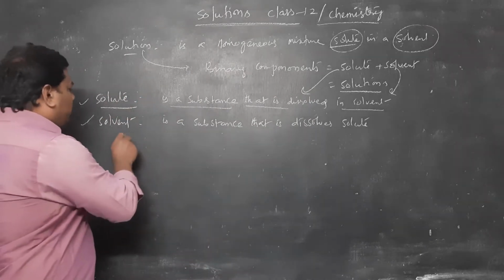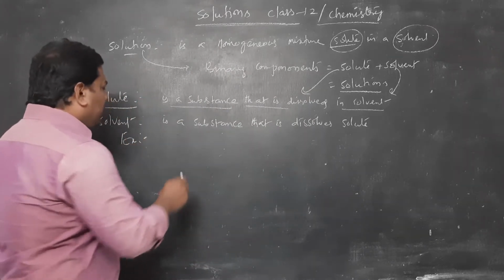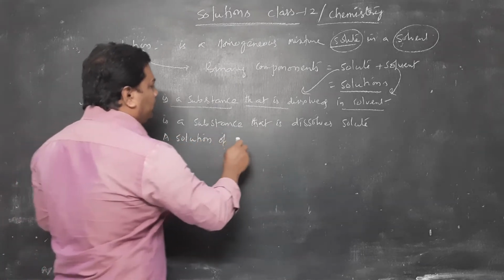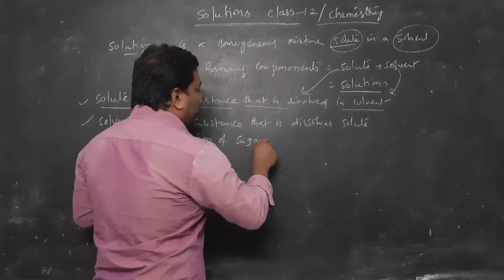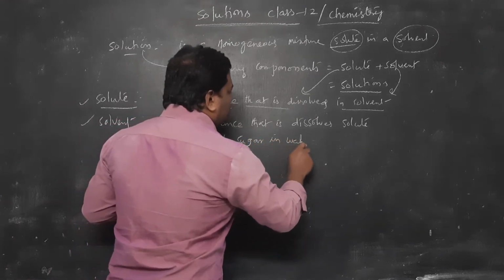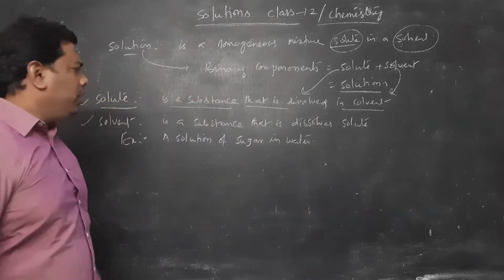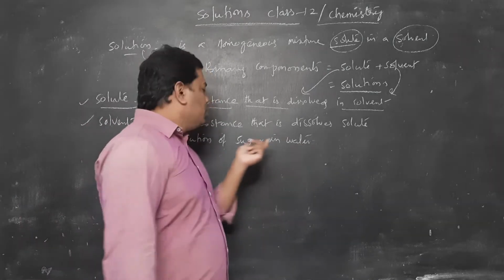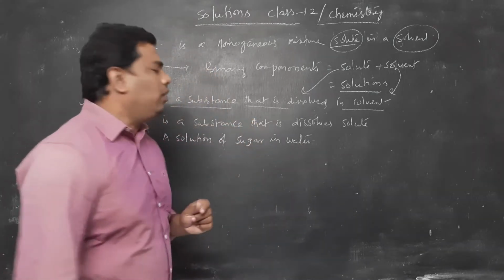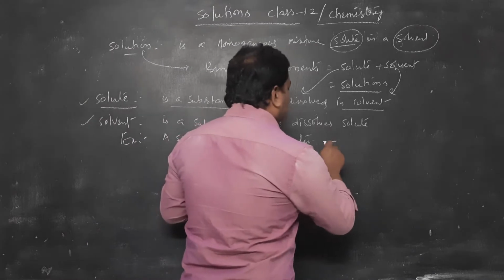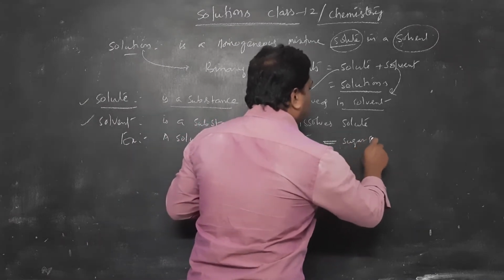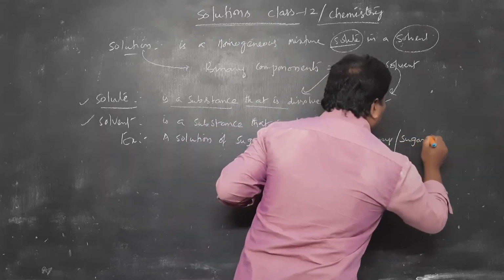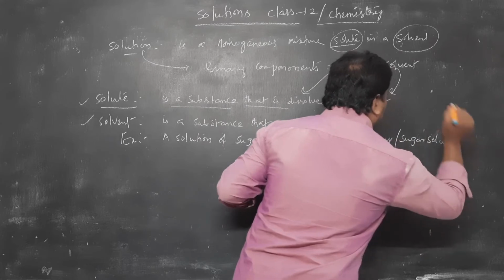Okay. So an example we will see, that is a solution of sugar in water. Sugar in water means sugar is the lesser amount and water is the solvent. Sugar is the solute and water is the solvent. So here it is a sugar syrup, or here it is a sugar solution.